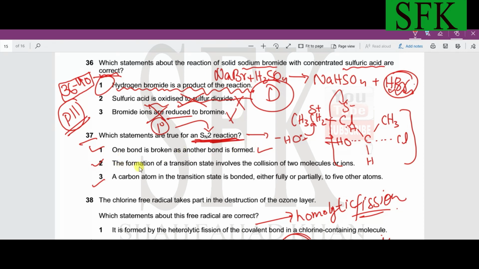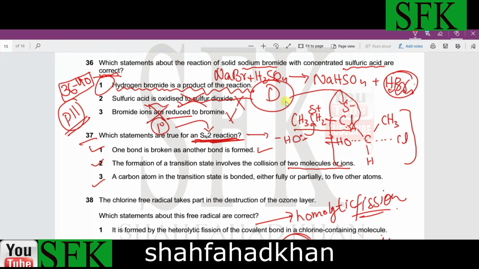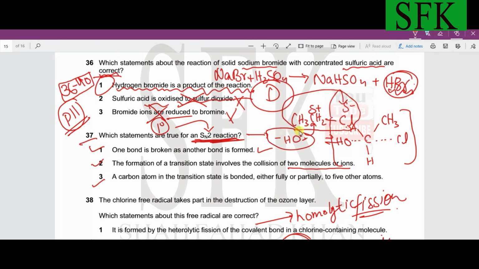Then the second one says that the formation of a transition state involves the collision of two molecules or ions. Yes, we do have two molecules or ions to start out the reaction. This is our alkyl halide and this is our nucleophile, and they both collide to start the reaction. So the second one is correct. The third one says the carbon atom in the transition state is either fully or partially bonded to five atoms. Yes, this is also correct, because the carbon atom in the pentavalent transition state is bonded fully to three atoms and partially to two atoms. So one, two, three, all of them are correct. Answer option A is correct.